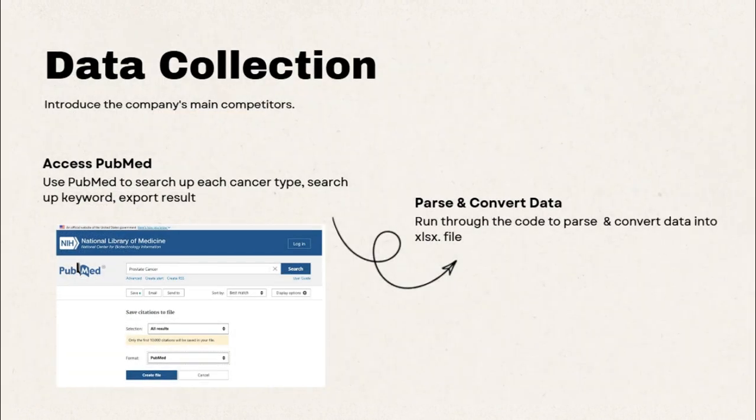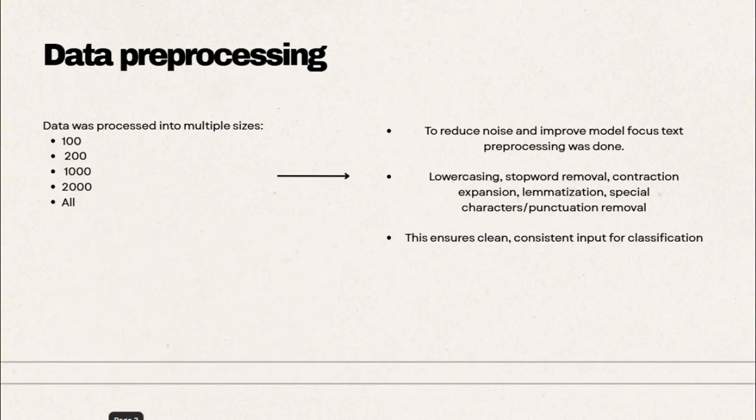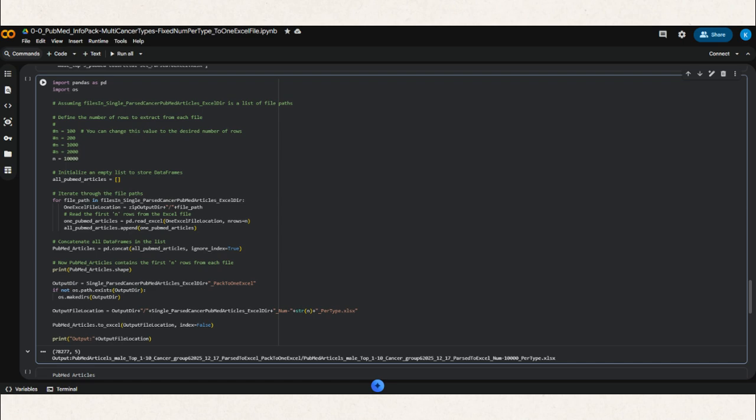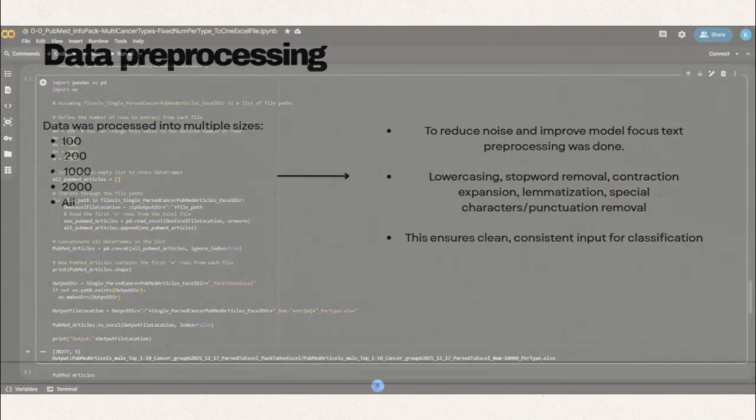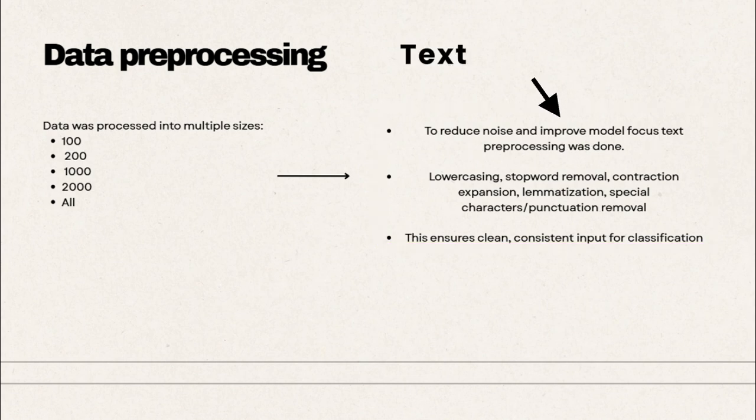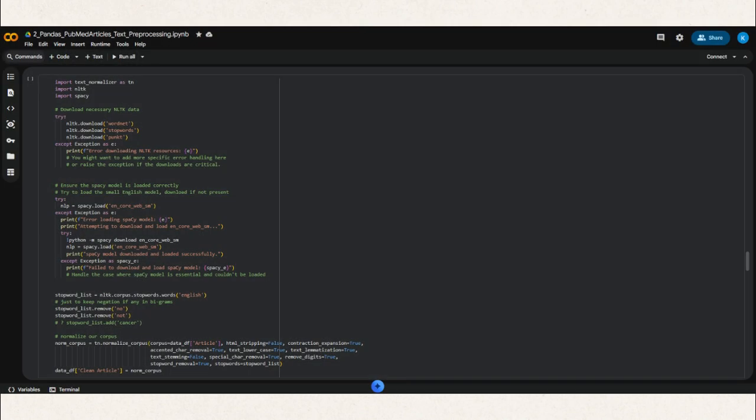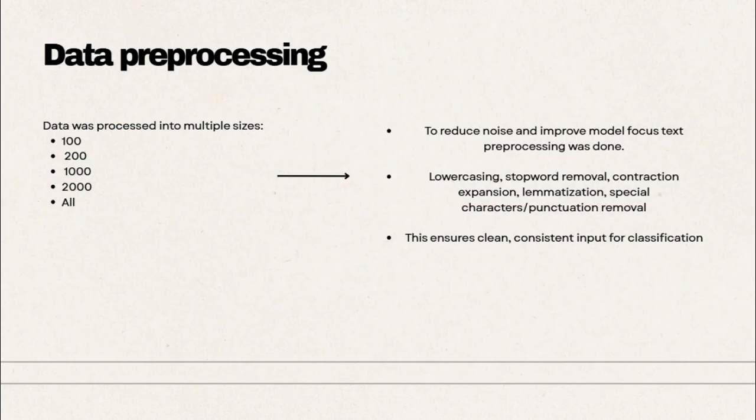Okay, so after that is the data processing. Here we process the data into 5 sample sizes. The first one is 100, 200, then 1000, 2000, and lastly all of them. Next, we use text pre-processing to reduce noise and improve model focus. We lowercase the words, remove stop words, do contraction expansion and lemmatization, and also remove special characters and punctuation. This helps ensure a clean and consistent output for classification.